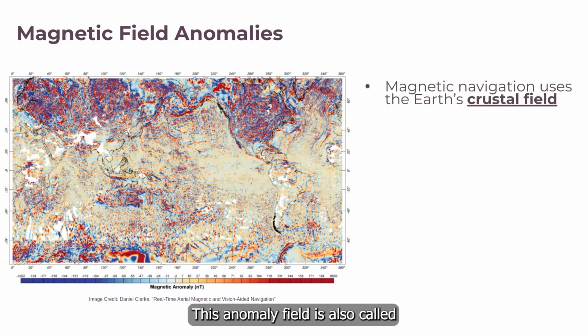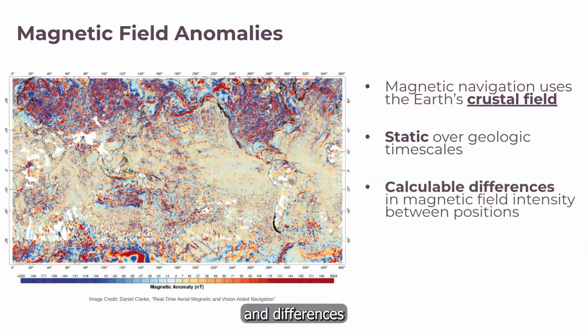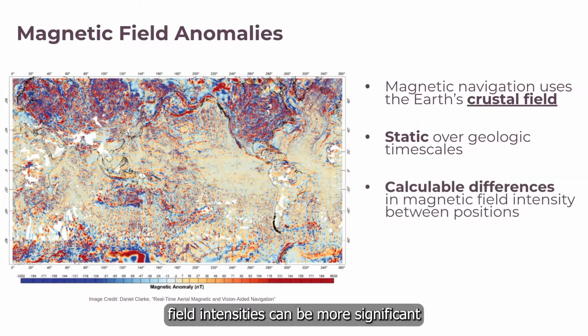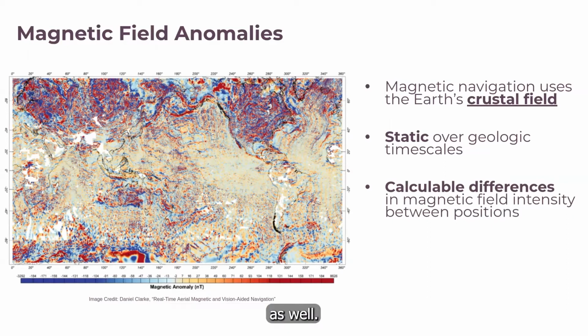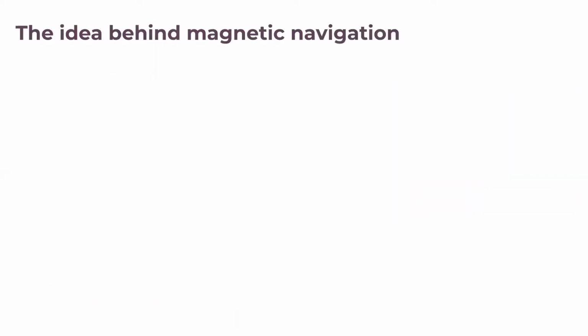This anomaly field is also called the Earth's crustal field. And in contrast with the concept of the Earth's core field, magnetic anomalies are static over geological timescales, and differences in magnetic field intensities can be more significant as well. The image on the left is a magnetic anomaly map, and it is available online.